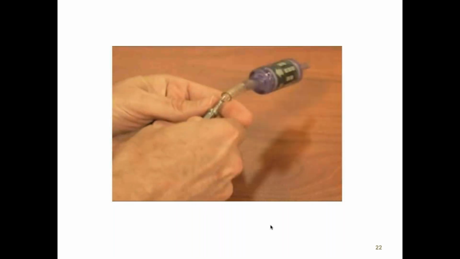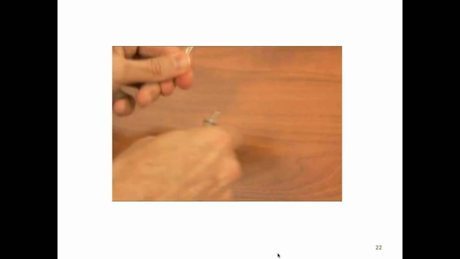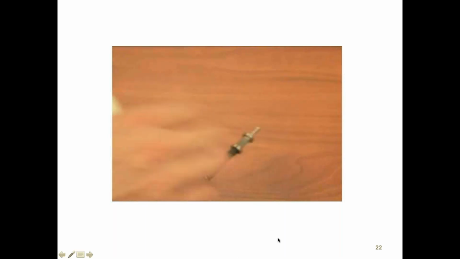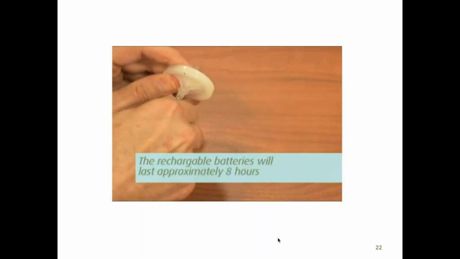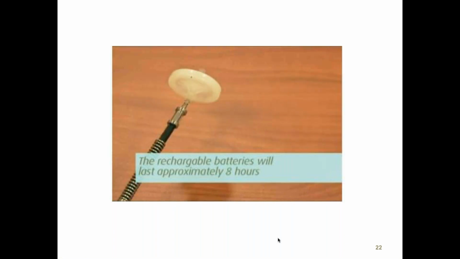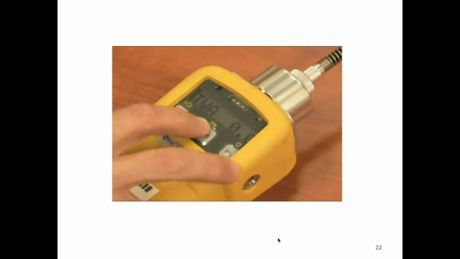Remove the zero carbon filter and install the water trap filter. You can now move from sampling point to sampling point to collect your data. The rechargeable batteries will last approximately 8 hours before recharging. It's a particulate filter just to protect the sensor that is inside.